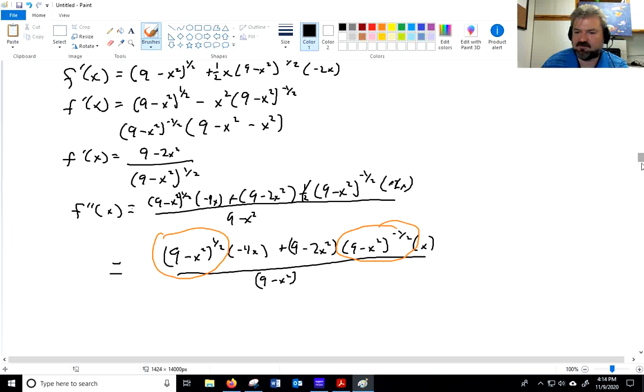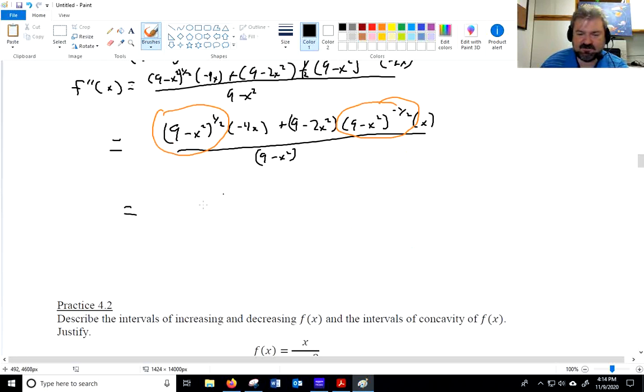And when I do that, I'll move it to the bottom and it'll join with this. So that's 2 halves plus 1 half is 3 halves. So we're going to have (9 minus x squared) to the 3 halves on bottom. And this will be a negative 4x. And remember, we're dividing this by (9 minus x squared) to the negative 1 half. So it's going to become (9 minus x squared) to the first plus, we have 9x. When I distribute that, that's going to be a 1. So 9x minus 2x cubed.